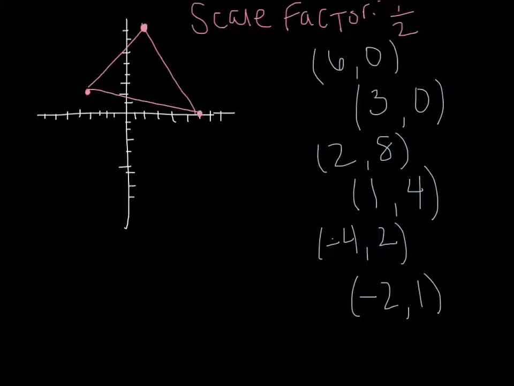Then I'm going to put all of these points on the graph, so 3, 0, then 1, 4, then my last one is at -2, 1. Then I'm just going to connect my dots, and there's my image. It's half the size of the original one. So that is the basics of dilation.